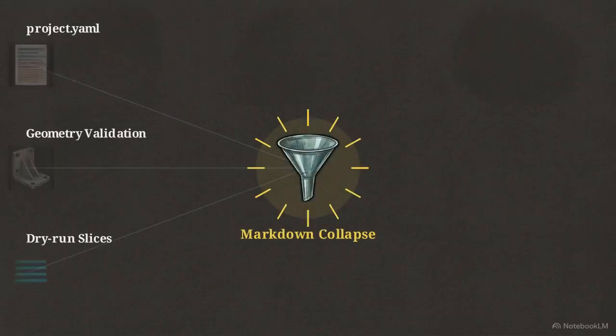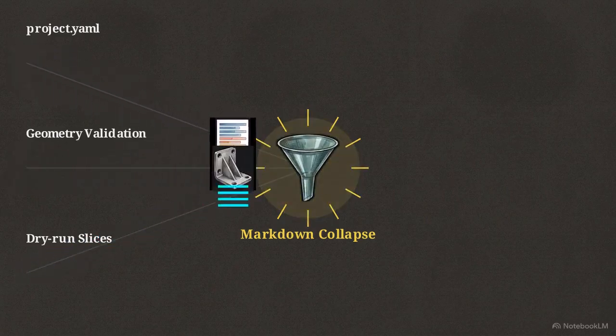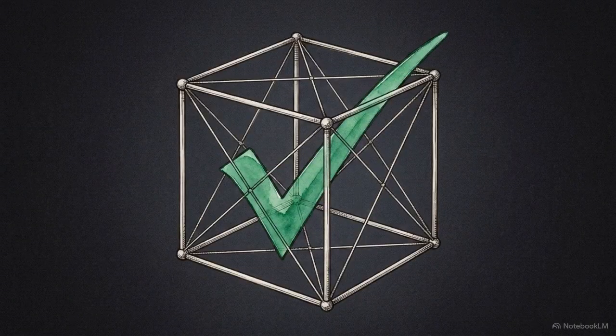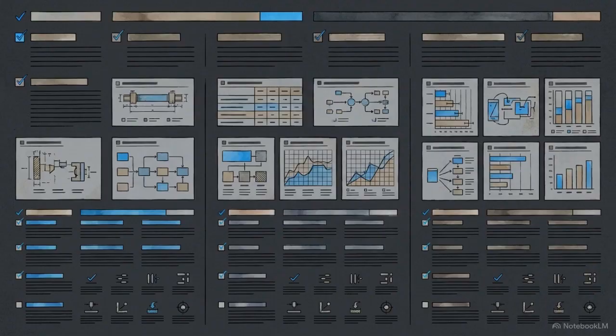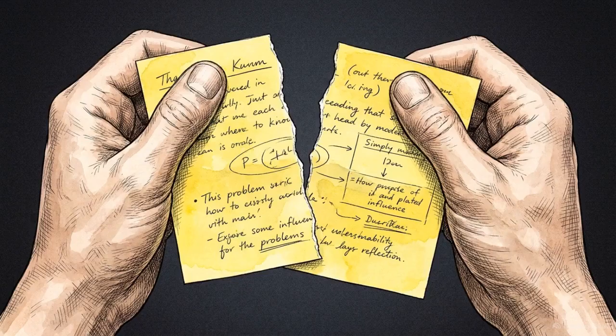With the computational work finished, the pipeline moves to the output phase, gathering all this disparate data. The original YAML parameters, the geometric validation results, and the toolpath slice data are all synthesized together. They collapse into a finalized markdown report, shown here. This layout acts as the single pane of glass for the entire project, clearly displaying passing checkmarks, volume statistics, and diagnostic summaries. This explicit, generated document permanently replaces the reliance on memory and undocumented habits.